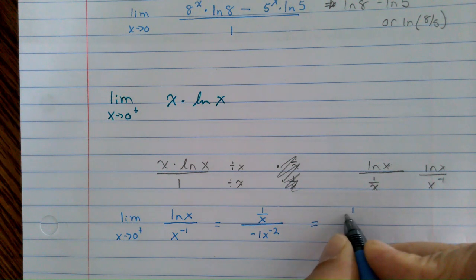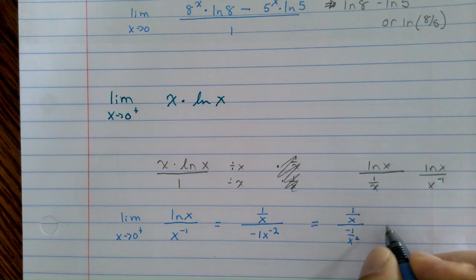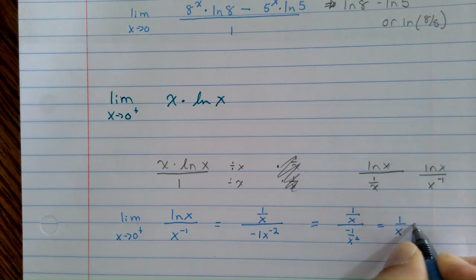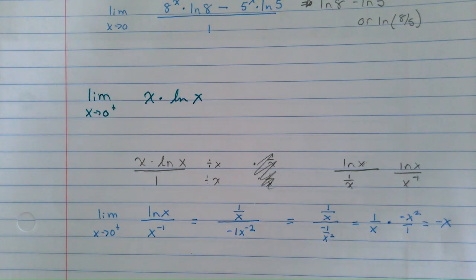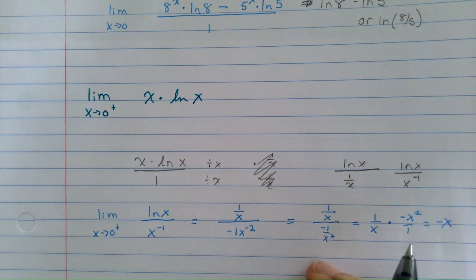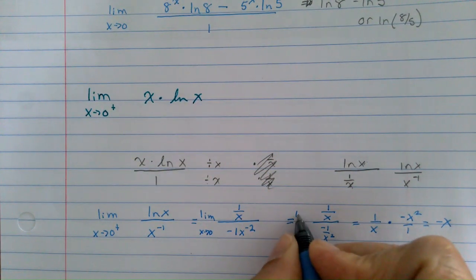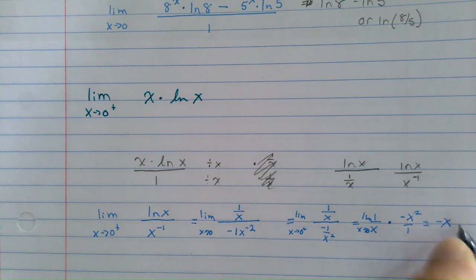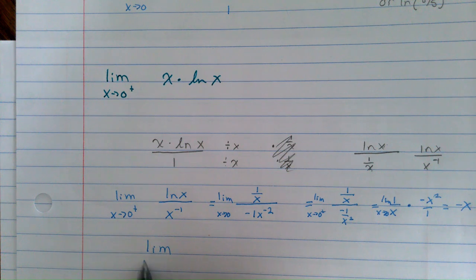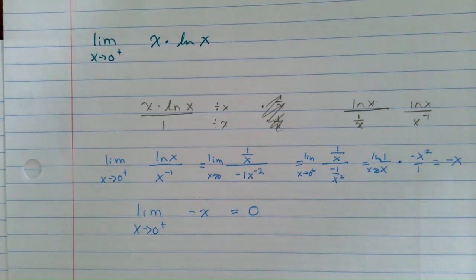All right, let's think about what that equals. 1 over x divided by negative 1 over x squared equals 1 over x multiplied by negative x squared over 1. That equals negative x. Now, I forgot to write the limit as x approaches 0 every time. I'm running out of room here. So what we're really looking at is the limit as x approaches 0 from the positive side of negative x. And if I substitute 0 in for that, I find out that it's approaching 0.